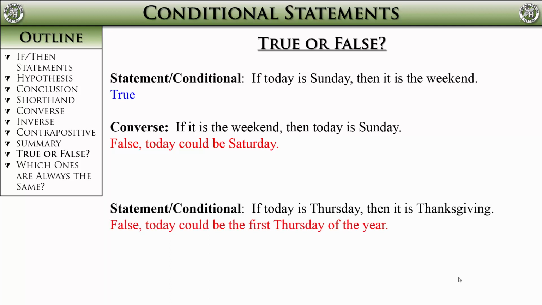In fact, most of them aren't Thanksgiving. For your counterexample, you don't need to list all of them. Just list one Thursday that isn't Thanksgiving. Now if we look at the converse, we have this.